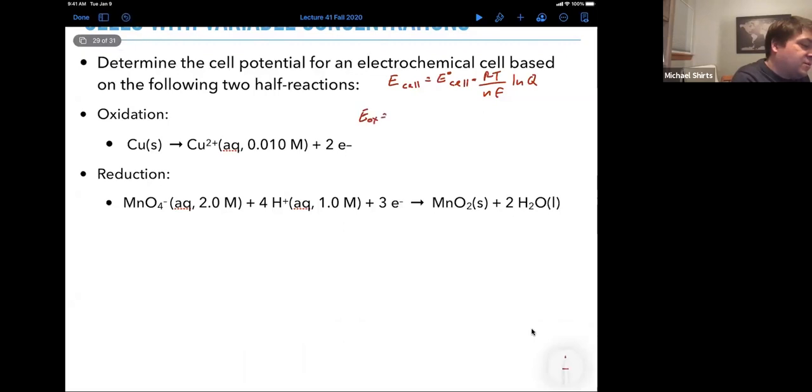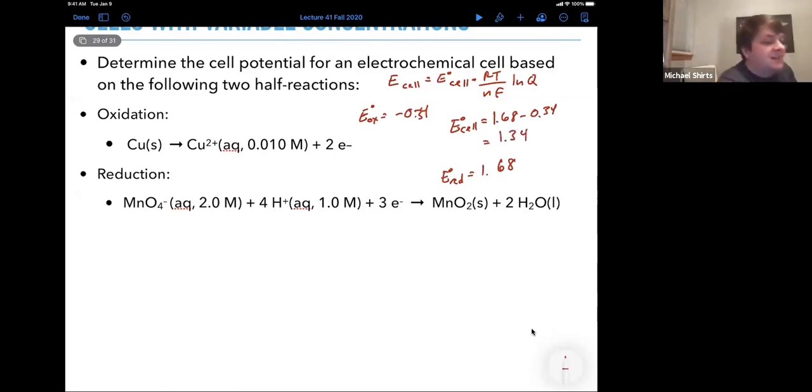So for the reaction written here, which is the oxidation, the E oxidation will be minus 0.34, and the E reduction is 1.68. So the standard E cell, these are standard states, will be 1.68 minus 0.34. So that will equal 1.34. So that's the standard potential for the cell. Okay, so that gives us this part.